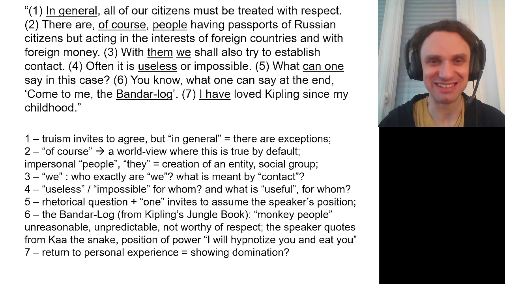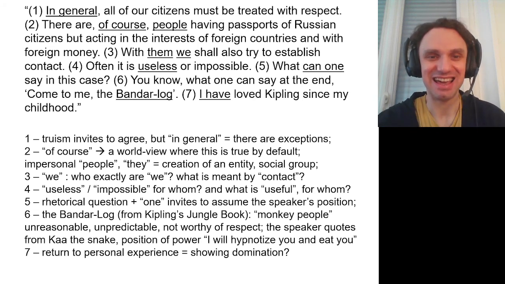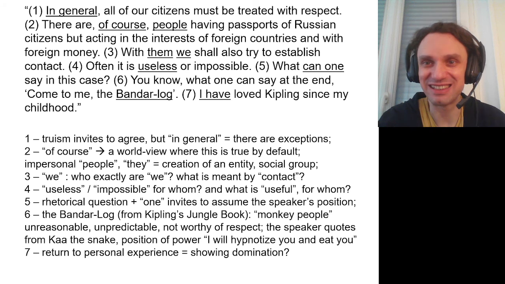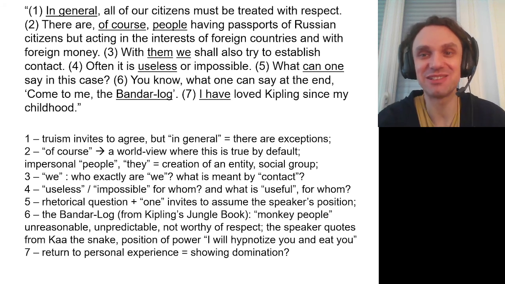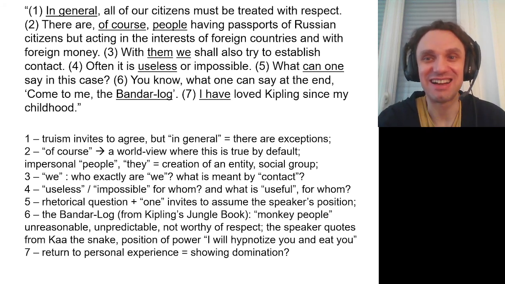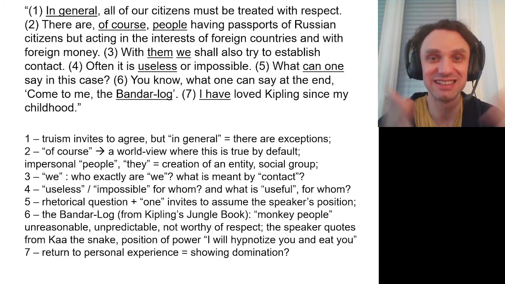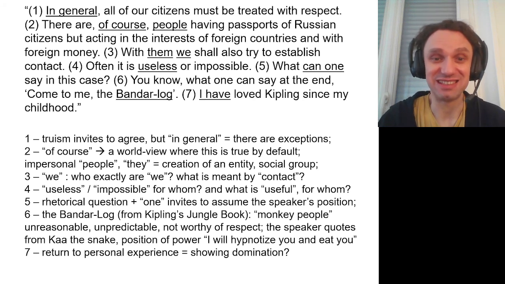And also in the third fragment, he introduces the us and them mentality. And in the fourth fragment, when he says that it's useless or impossible to establish contact with those people, the question is, what does he mean by useful? For whom? And then in the fifth fragment, he says, what can one say in this case? What can be said? And come to me, the Banderlock. I have loved Kipling since my childhood.